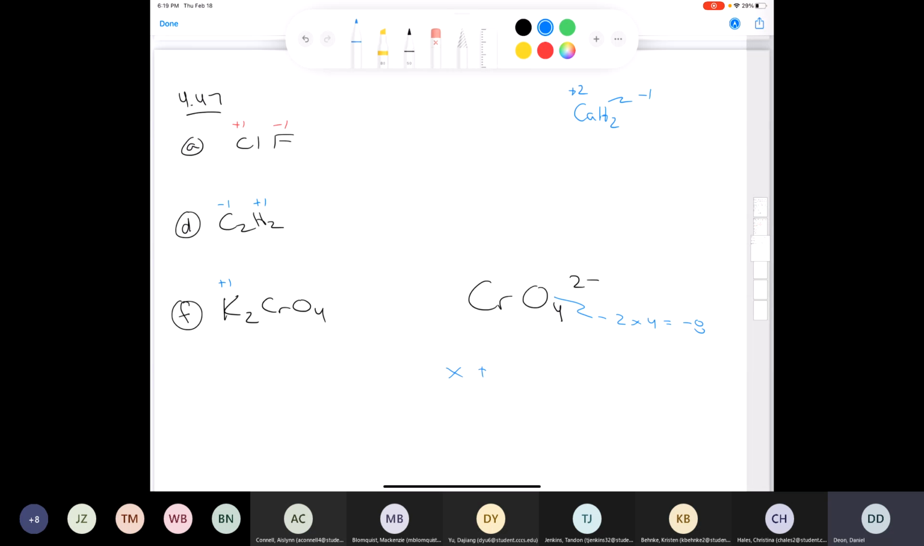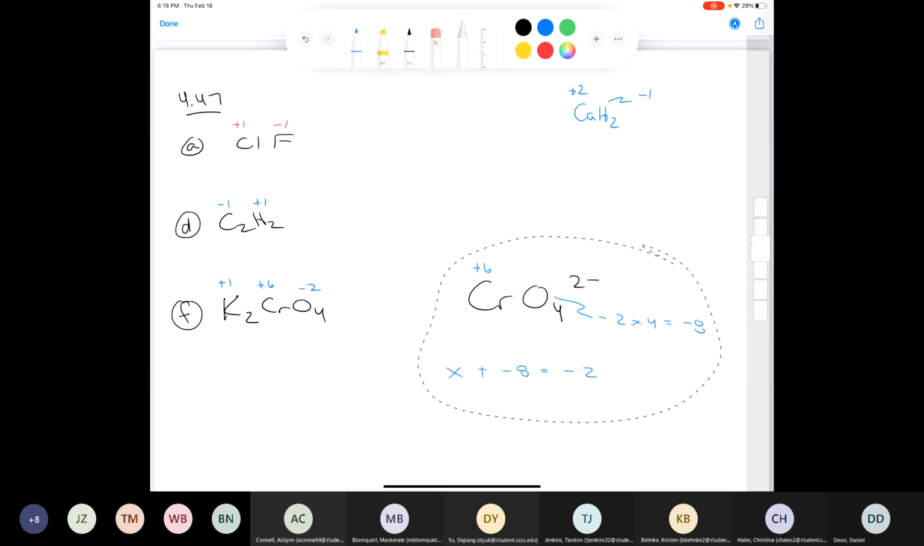Now something plus negative 8 equals negative 2. So the answer is plus 6. So that means that your chromium is plus 6 and your oxygen is minus 2. Okay, well, that's some pretty good practice on oxidation numbers.